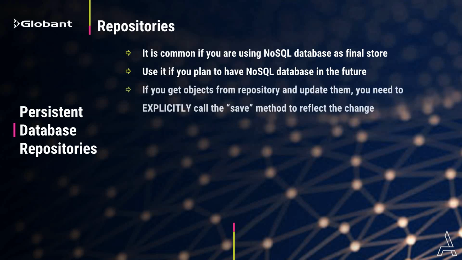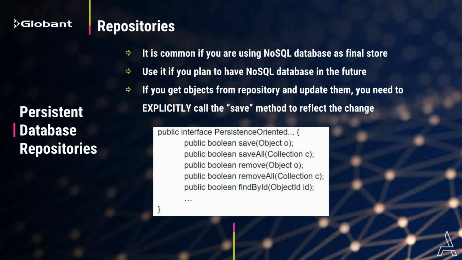In this kind of repository, if you get objects from the repository and update them, then you need to explicitly call the save method to reflect the change. This is the main difference with the in-memory collection repository. We do not need any magic mechanisms to track the changes on an object to save it in the final store. Here we have an example of how an interface for this kind of repository should be.